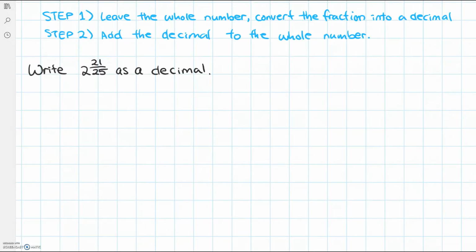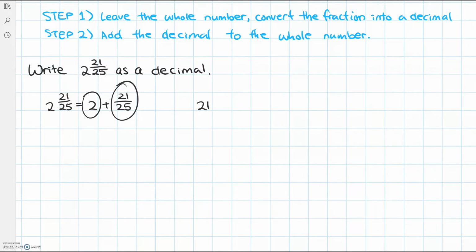So let's try a little more challenging of an example. Write 2 and 21 over 25 as a decimal. You can pause this video and try it out yourself right now. So 2 and 21 over 25 is just 2 as a whole number along with a very large fraction. So how can we turn this fraction into a decimal?